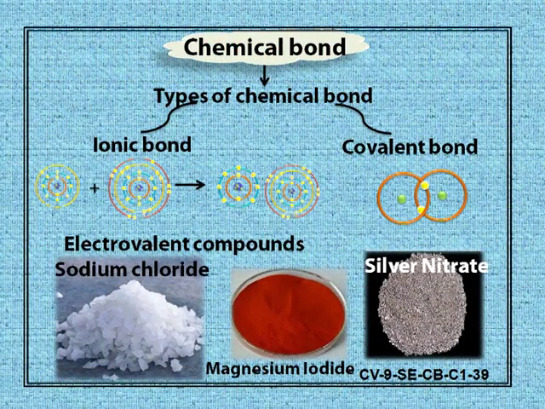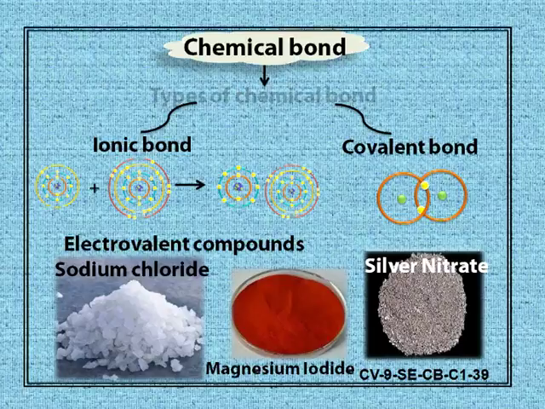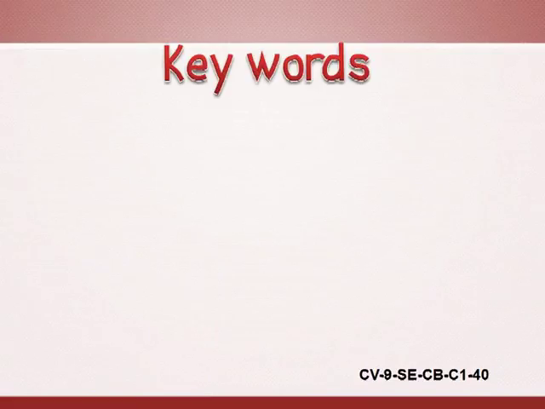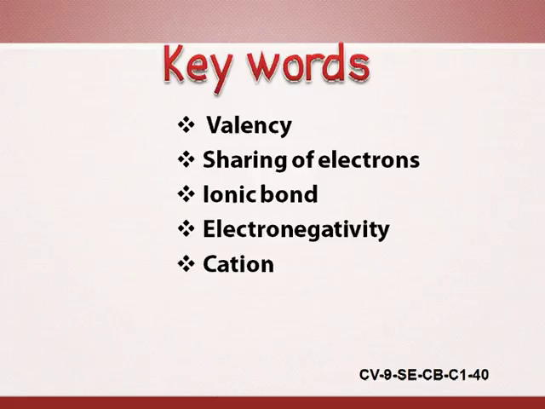Children, you have understood about the meaning of chemical bond, formation of chemical bond, types of chemical bonds. You have also learned the meaning and formation of ionic bond. You also understood about electrovalent compounds. The key words in this unit are valency, sharing of electrons, ionic bond, electronegativity, cation, anion.